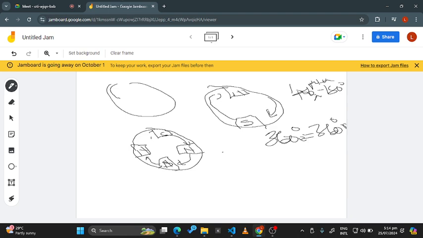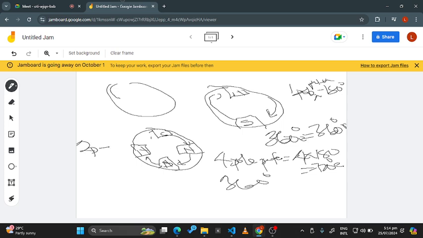At the end of the day, we are going to have four pole pitches. And four pole pitches means the total electrical degrees we are going to have is 4 times 180, which is equal to 720 electrical degrees. But the total mechanical degrees here is still 360 degrees. Is that okay? So two poles give us 360 degrees electrical, and four poles give us 720.